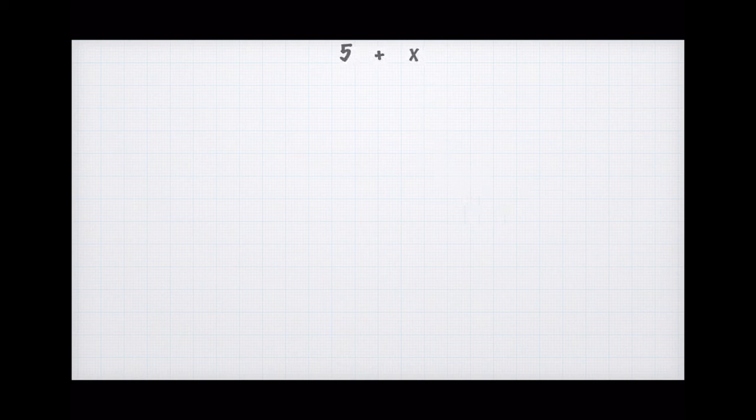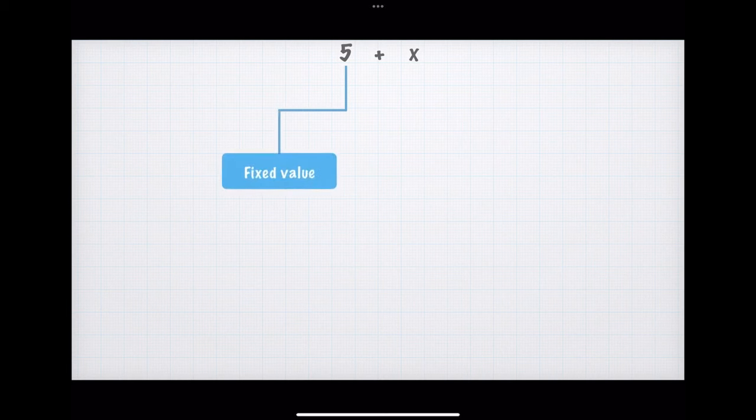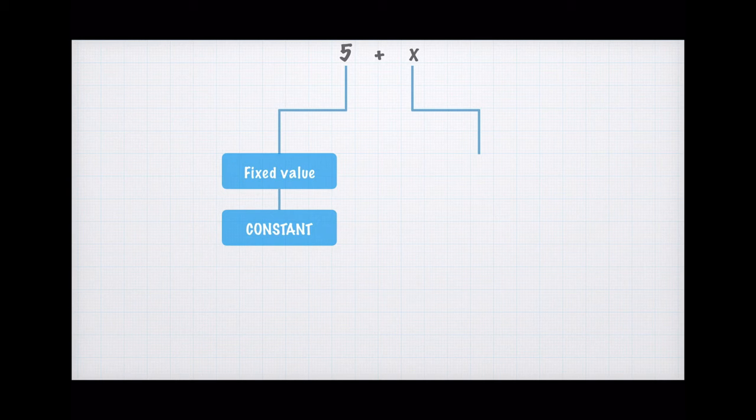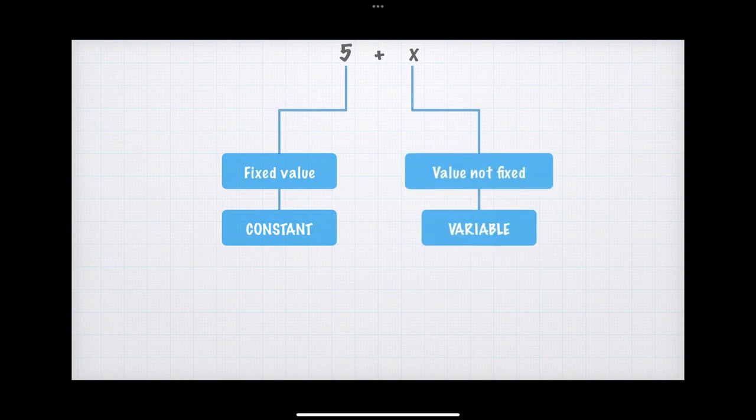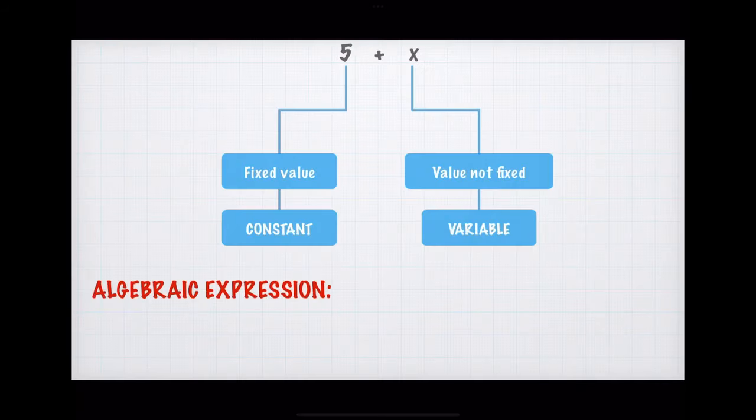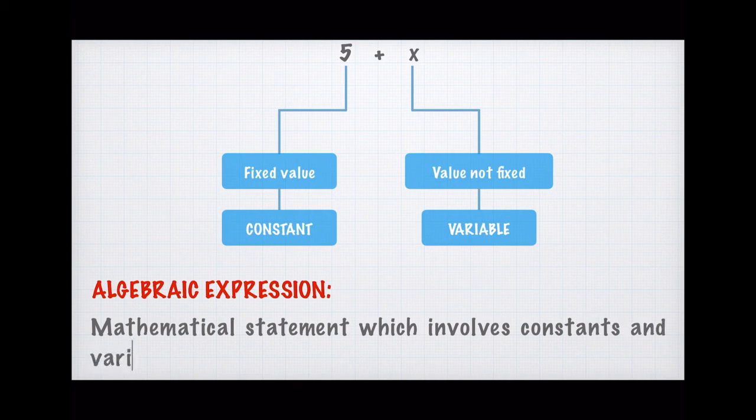In this statement, the value of our first addend is known. That means it has a fixed value. It is called as a constant. But the value of our second addend is unknown. So x can take any value and it is called as a variable. Such a mathematical statement which involves both constants and variables is called as an algebraic expression.